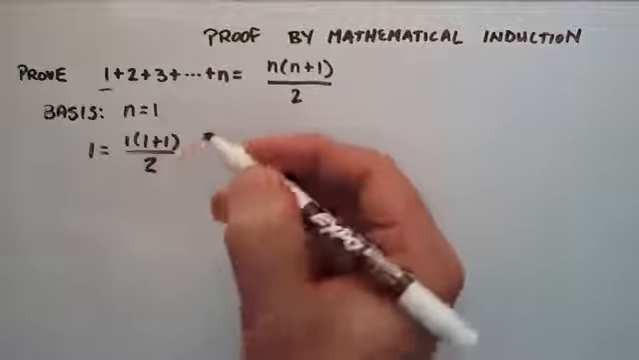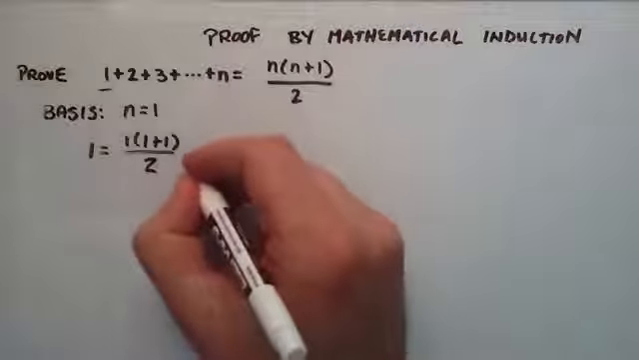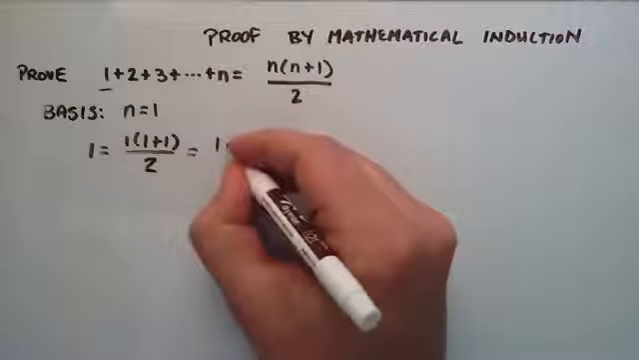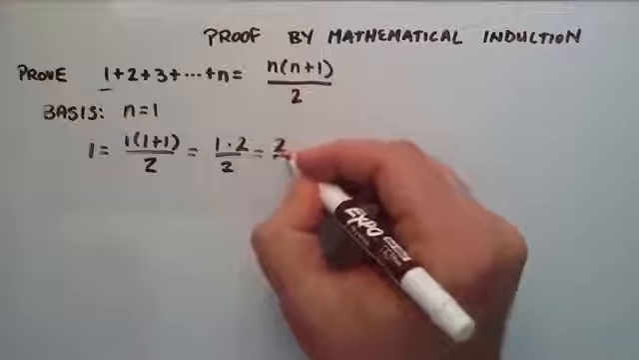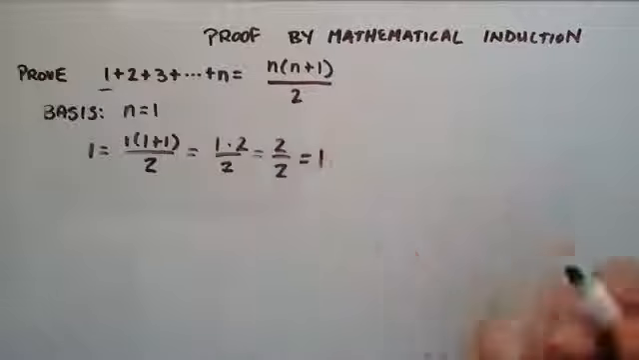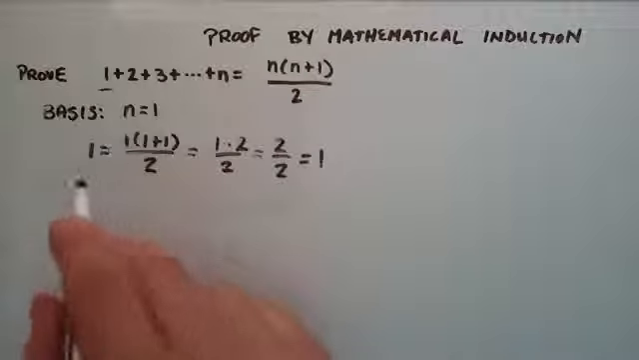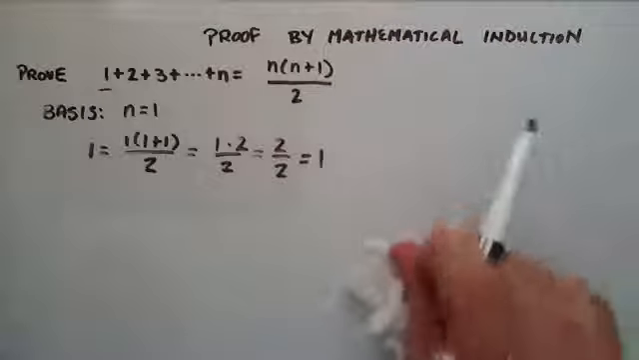And then we are simply checking to see if the right-hand side is equal to the left-hand side for this base case. 1 plus 1 is 2, we multiply that by the 1 on the left here, and divide that by the 2 on the bottom. 1 times 2 is 2, divided by the 2 on the bottom is simply equal to 1. So for the base case for n equals 1, we have 1 on the left-hand side equals 1 on the right-hand side.